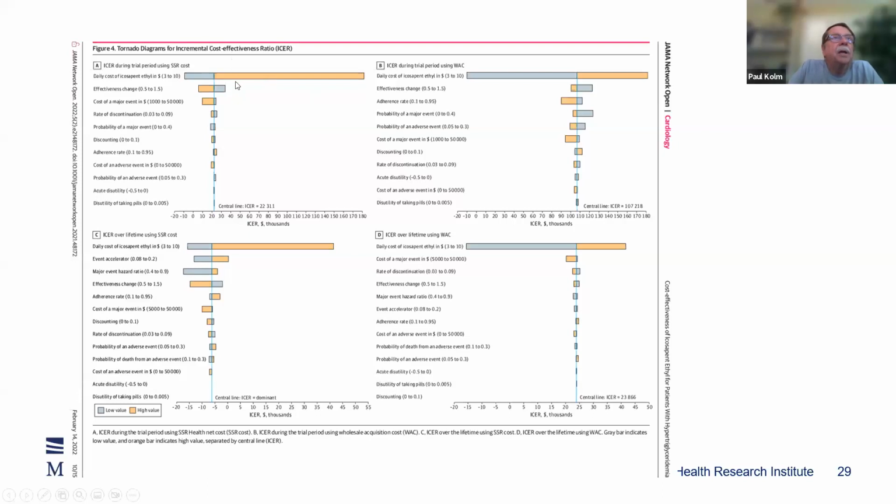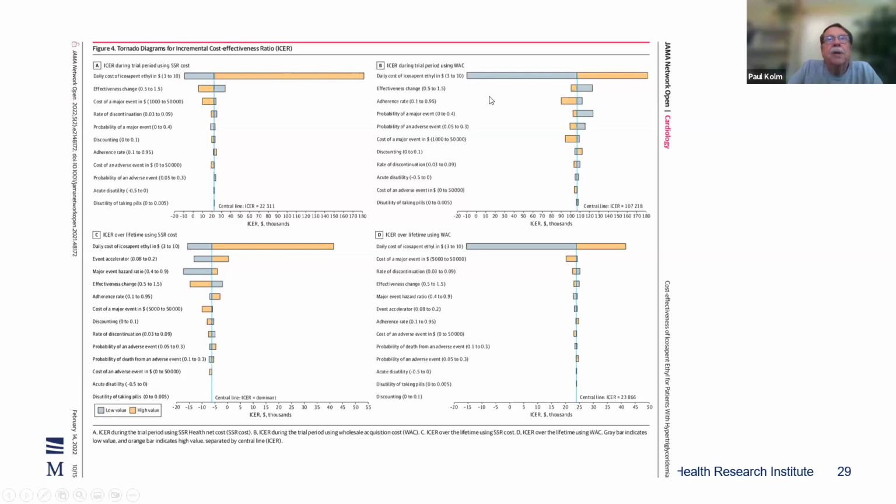So here, if we vary the cost of IPE from $3 a day to $10 a day, we can see that if it's less than the 416, then we're going to have a smaller ICER. But if it costs more than 416, which is the line here, then obviously the ICER is going to be quite a bit larger. And so if the cost of it is out here at $10 a day, then the ICER is going to be pretty large.